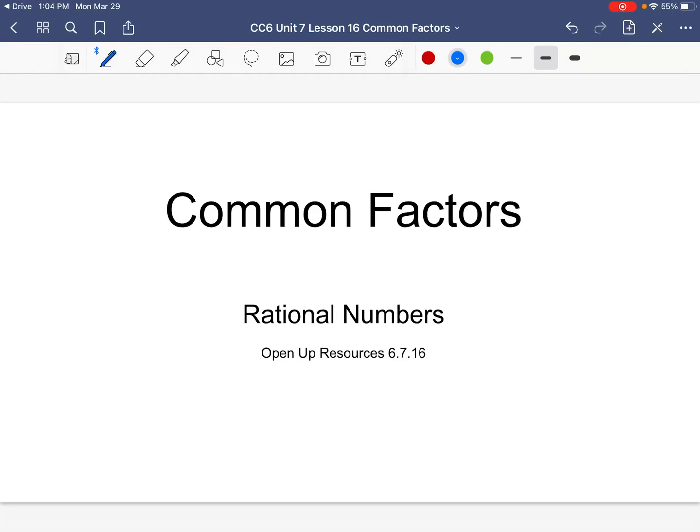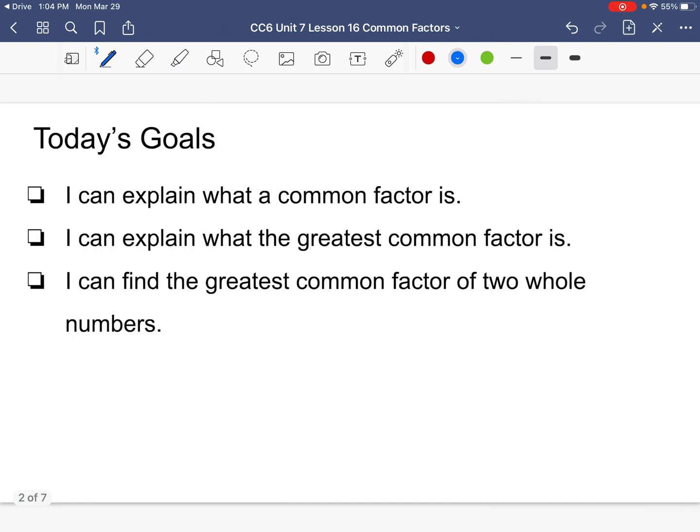Welcome to today's lesson, which is about common factors. The goals of today's lesson are that you can explain what a common factor is, you can explain what the greatest common factor of two numbers is, and you can find the greatest common factor of two numbers.